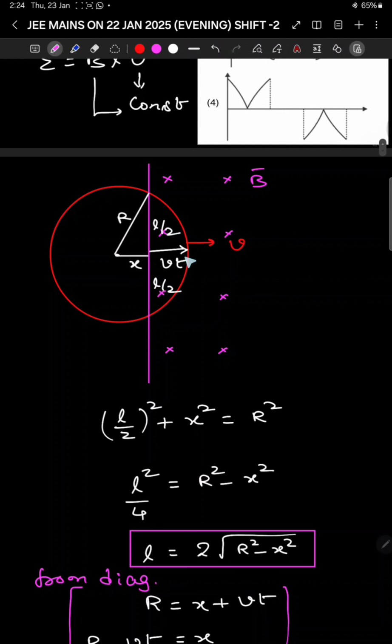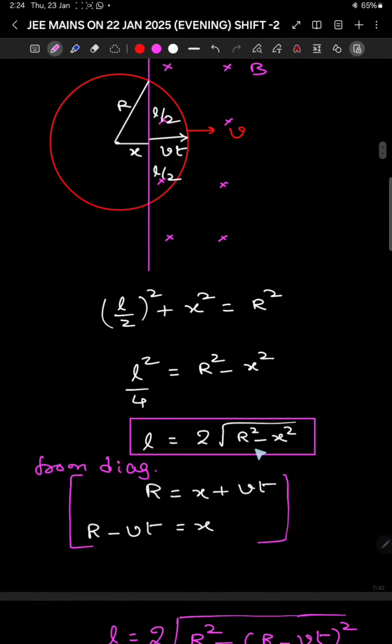When the coil is moving in the magnetic field with constant velocity, B is constant and V is constant, but the length inside the magnetic field is changing. If it is L, this part will be L by 2, and this also will be L by 2. Let us assume it is x, and the radius is r. Using the Pythagoras theorem, hypotenuse square equals side square plus side square, you can find the L value. But again to find x, we can use this one. Here radius r equals x plus vt, so you can find the x value here. Substitute here to find L.